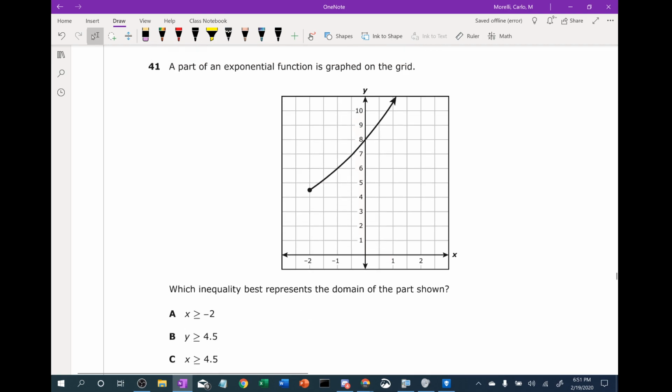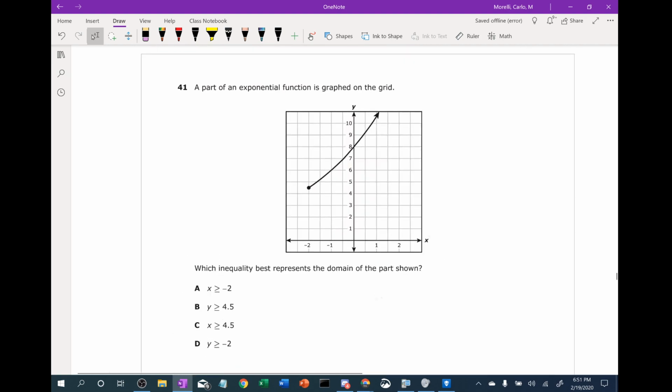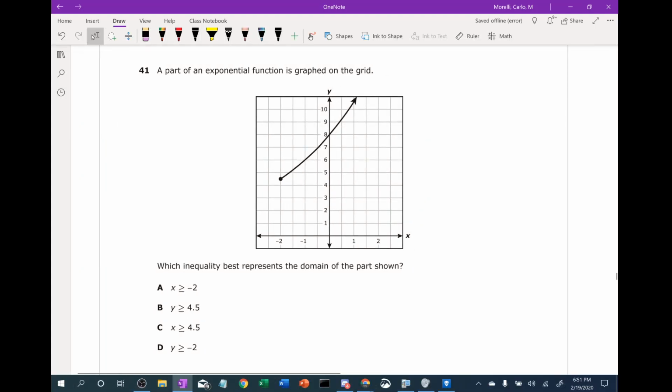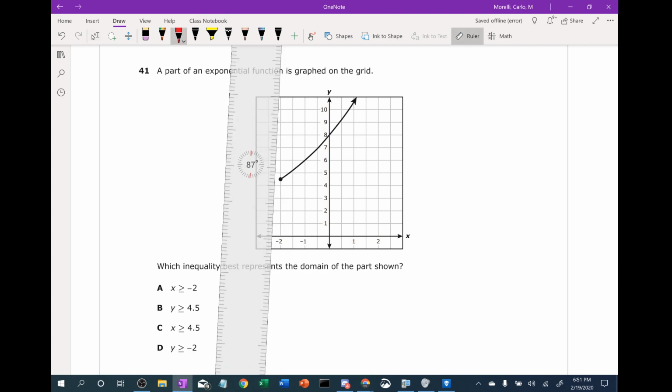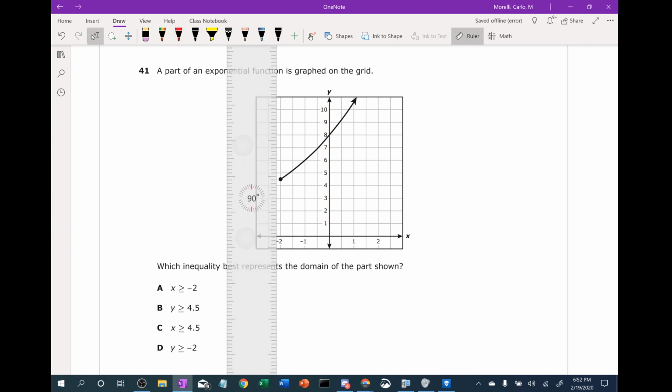Ooh, this is a good one. Which inequality best represents the domain of the part shown? So the part shown is limited, isn't it? It's not showing the whole thing. So we need to go find out what x values it's showing.